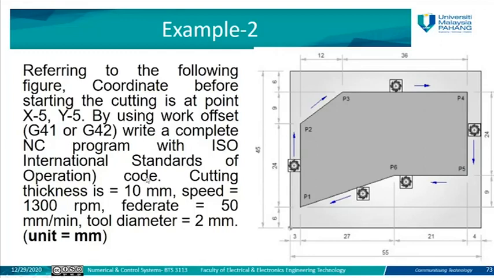Here I also give you the thickness, which is 10 millimeters, the speed is 1300, the feed rate is 50, and the tool diameter is 2 millimeters. Whether you want to compensate for the tool diameter or not is up to the program that you are going to write. If you want to compensate, you are going to use either G42 or G43. If you don't want to compensate, just use G40 as non-compensation.